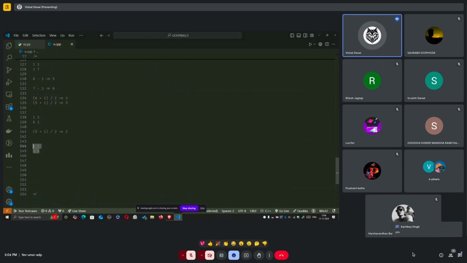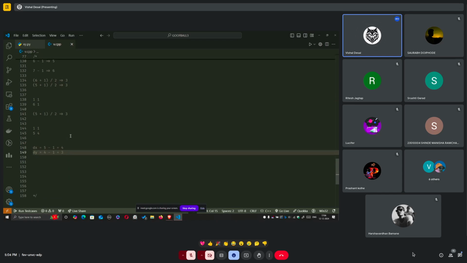For this one, what will I do? What will the x distance, that is dx? Dx distance will be 5 minus 1, that is equal to 4. Dy distance will be 4 minus 1, that is equal to 3. Yes or no? So I have to travel at least 4 distance in the x direction, or at least 3 distance in the y direction, to reach this point. We will consider only the maximum one.